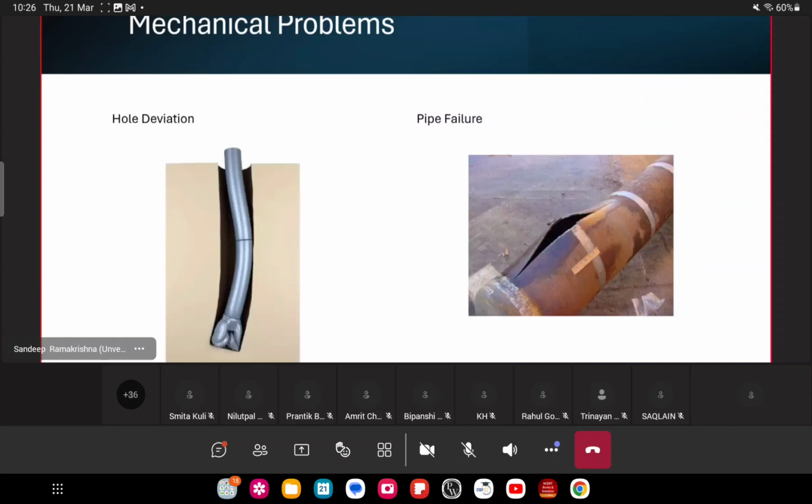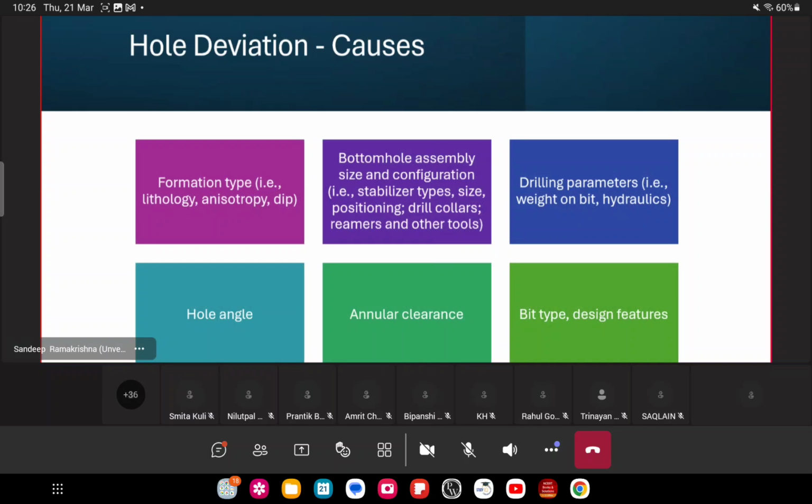So what are the mechanical problems? One obviously is not able to drill the hole the way you want to drill it, right? You're deviating from what you planned. And the other one is pipe failure. Now, there are many reasons for deviation. Nobody knows exactly causes, but people speculate, and all this is speculation, okay?